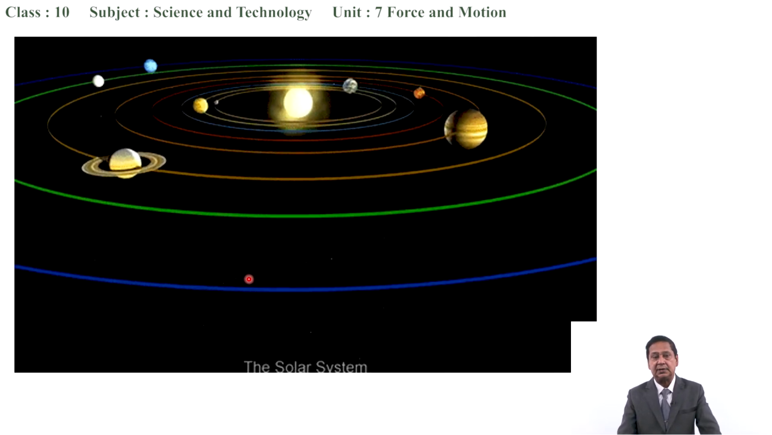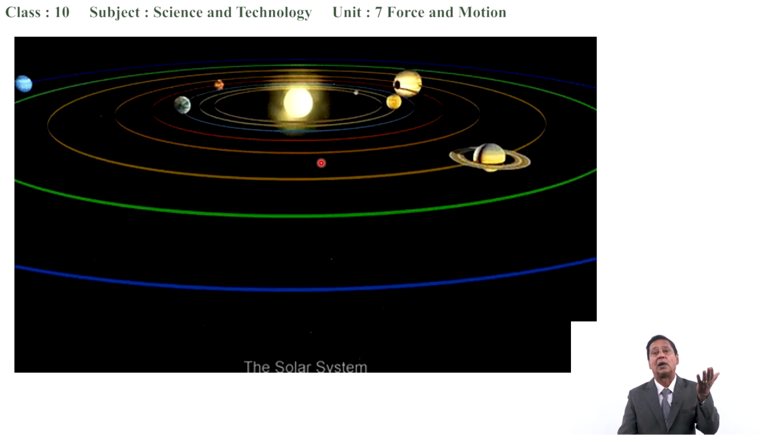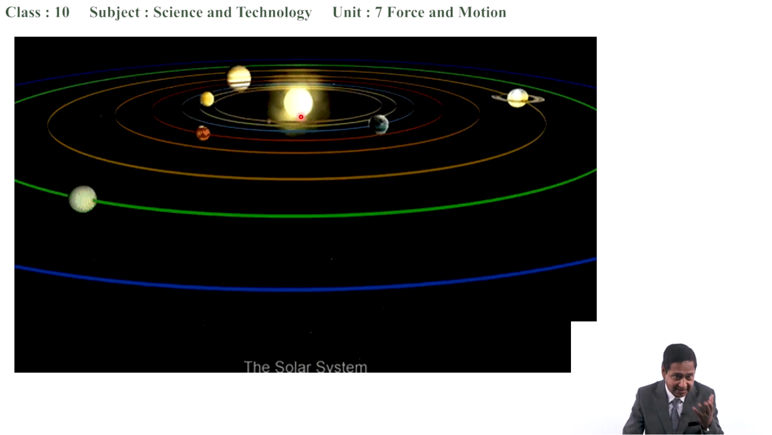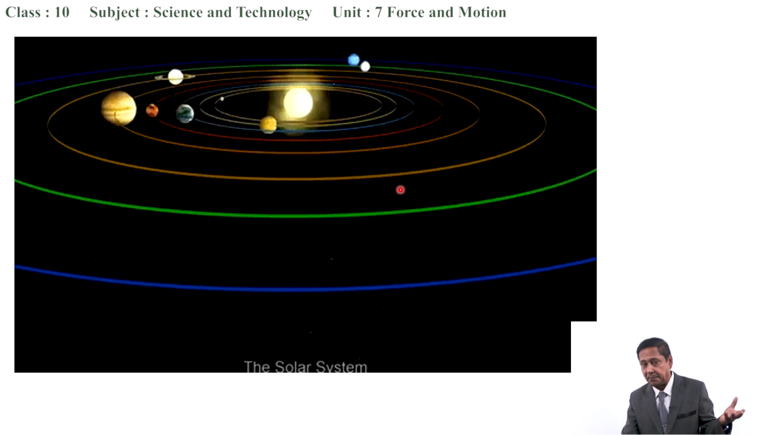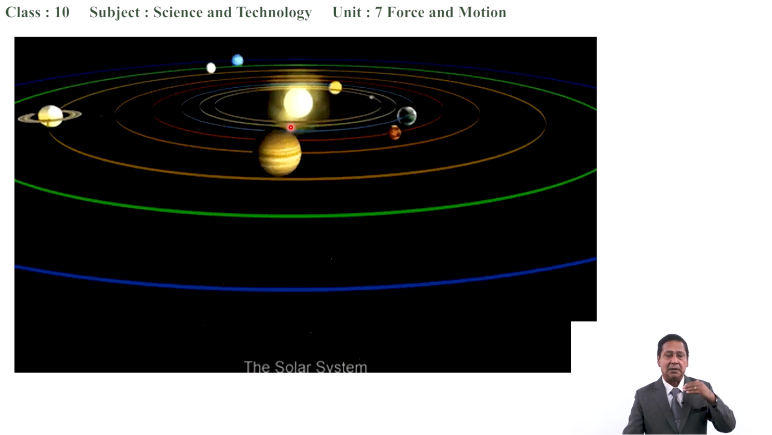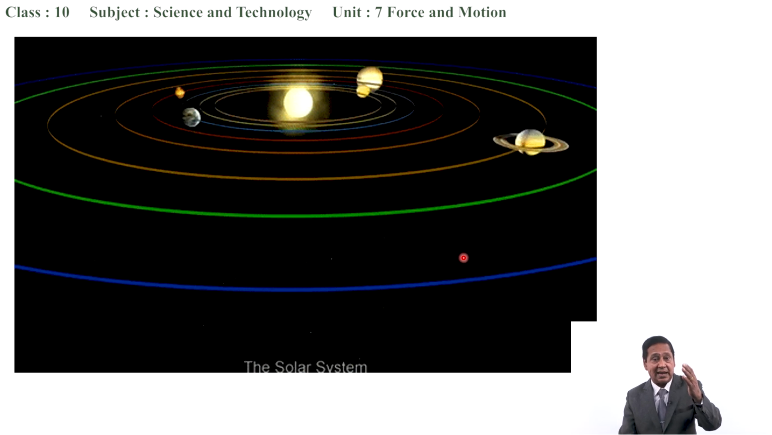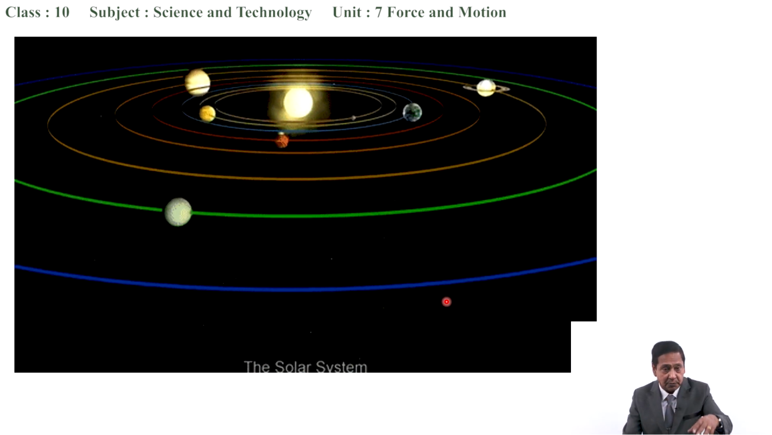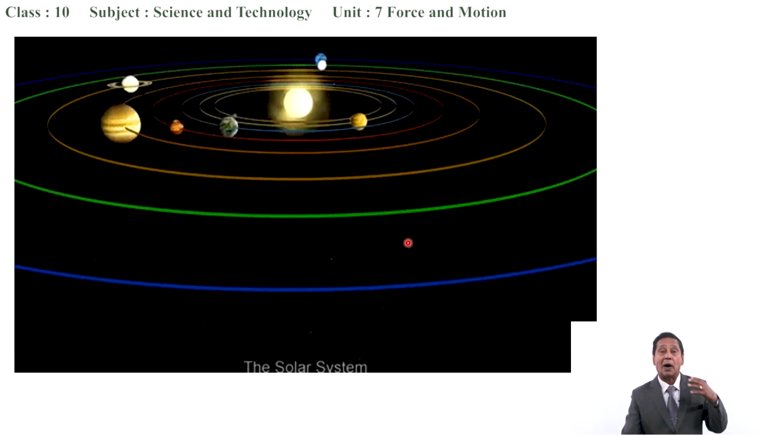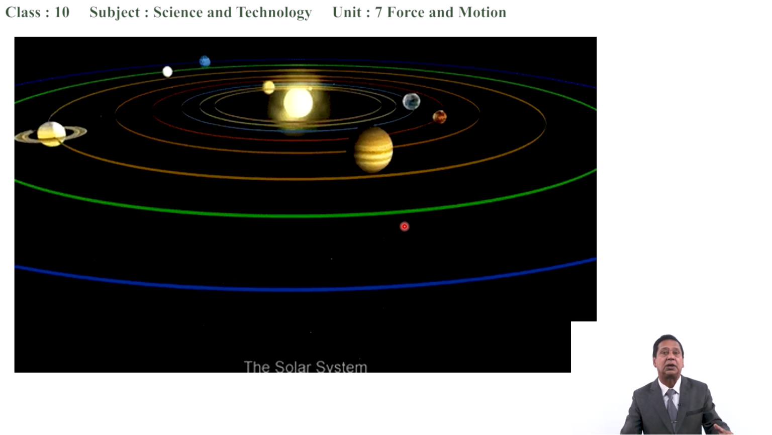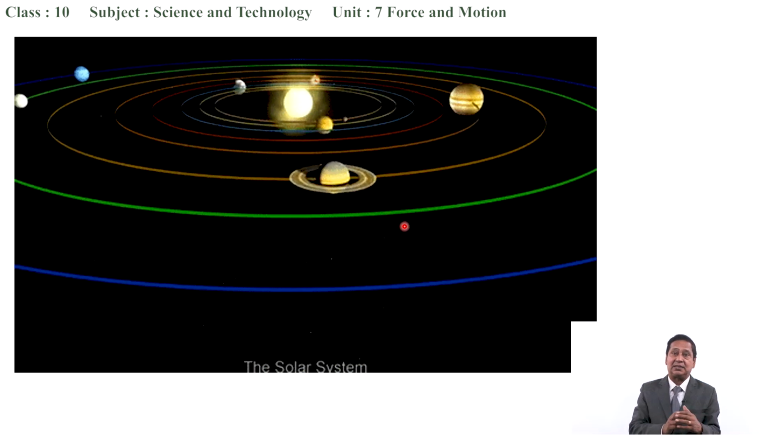Now next, what is this? Can you recognize this? It's very easy. Solar system. In the center there is the sun, and there are planets revolving around the sun: Mercury, Venus, Earth, Mars, Jupiter, Saturn, Uranus and Neptune. There are 8 planets which revolve around the sun. And why do they revolve around the sun? Because of the gravitational force.